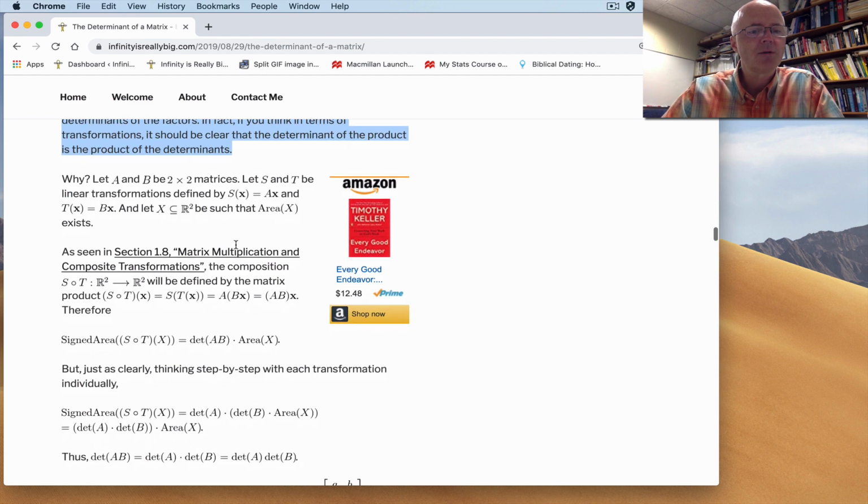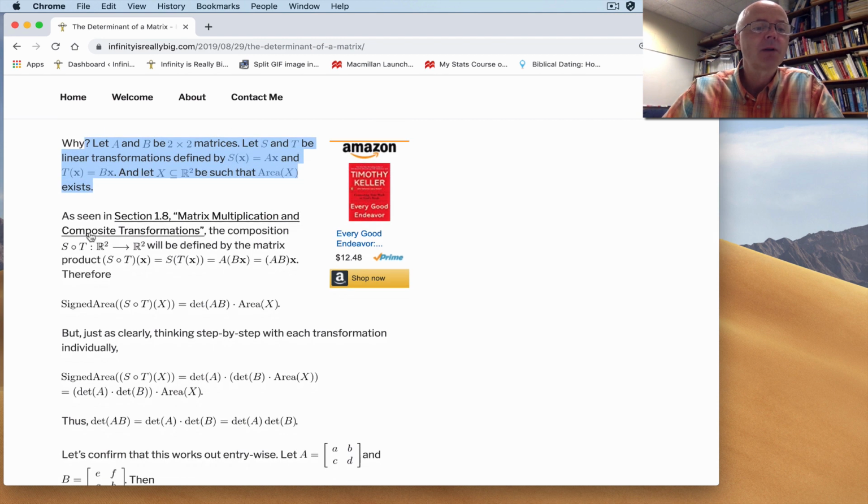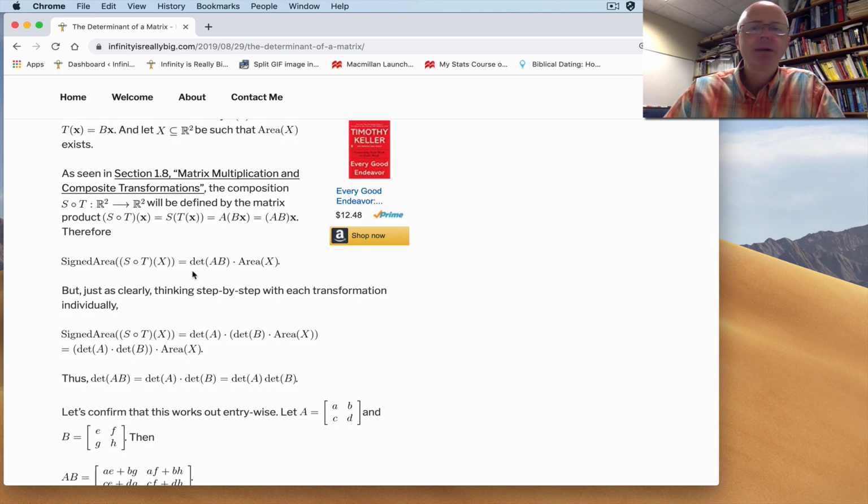This is a description of why that's the case. Let A and B define two linear transformations, S and T. Think about their composition. As we saw a couple sections ago, the matrix for the composed function is A times B. That's a motivation for why we define A times B in the way we do. And by what we said 5 minutes ago, the signed area of the image is going to be the determinant of the product times the area of the original set.